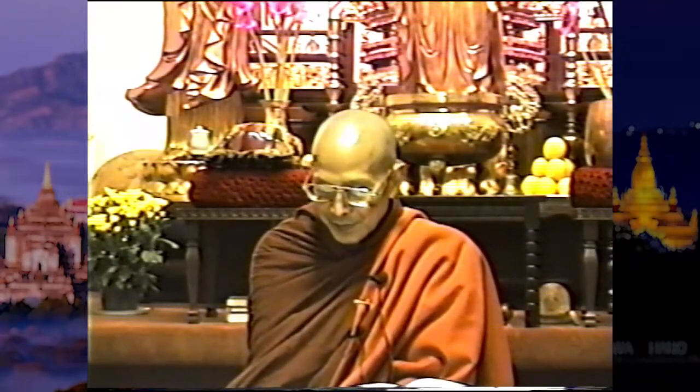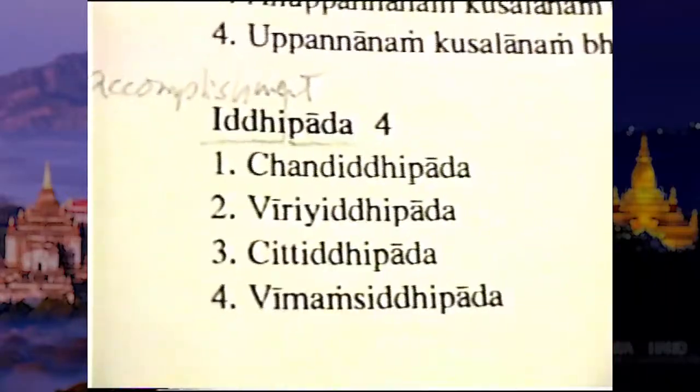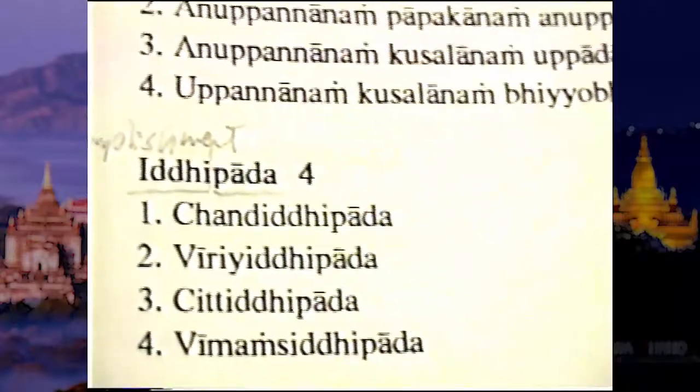And there are 4 Iddhipadas. Chandiddhipada, Chanda Iddhipada. Chanda, which is Iddhipada, or Iddhipada, which is Chanda. You all know Chanda. Desire or will to do. So Chanda is one of the factors or means to accomplishment. When you have a strong Chanda, you can achieve many things.